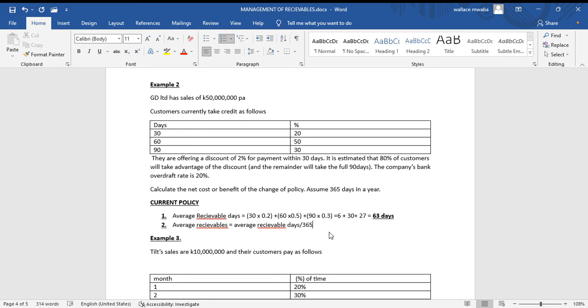Yes, 63. You found something else? You find 63. I didn't see what you found. The average receivable. I found 63 days. Oh, okay. Yes, that's wonderful. At least you're calculating also.